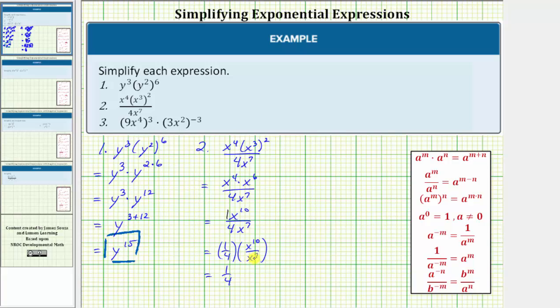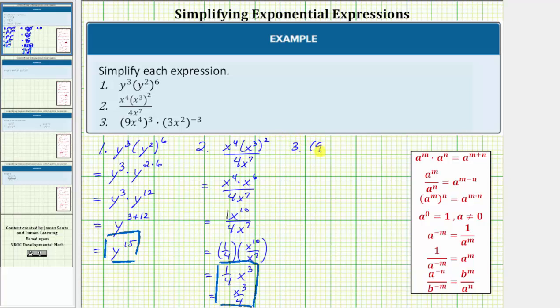Simplify this quotient because we're dividing and the bases are the same. Notice how we subtract the exponents. So we'd have x raised to the power of 10 minus 7, which equals 3. So the given expression simplifies to 1/4 x to the third, which we can also just write as x to the third divided by 4. Either of these expressions would be correct for the simplified expression. And now let's look at number 3.